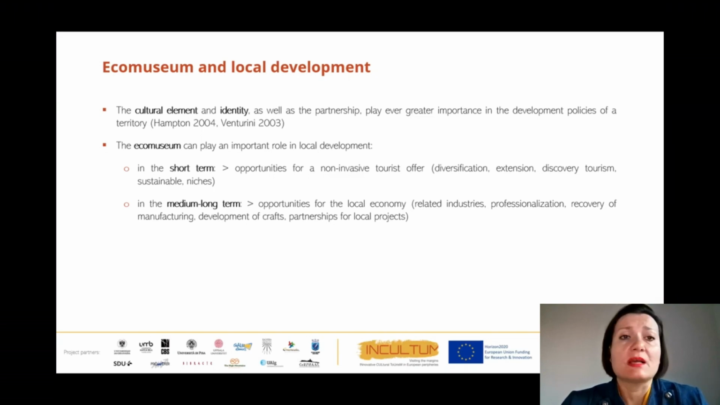While in the medium to long term, the ecomuseum can augment the opportunities for the local economy, for example, supporting the development of typical activities and productions, or professionalizing artisans and local producers, and boosting the development of crafts, as well as reinforcing partnerships between local stakeholders for local projects. By the way, on all these aspects, we have a focus in Section 3 titled The Case of an Italian Ecomuseum, where a director tells us how it works. Have a look at that.